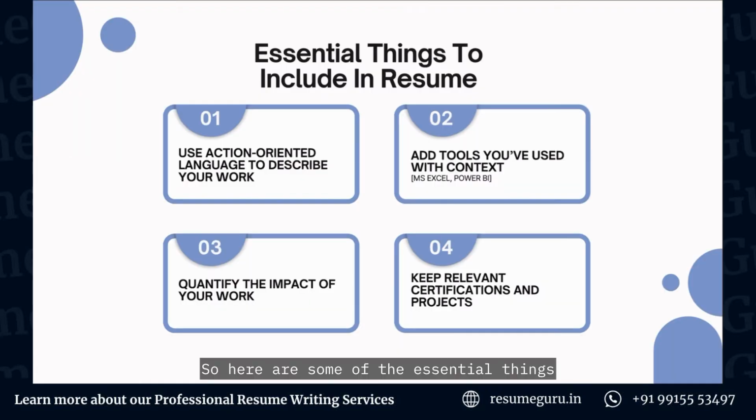So here are some of the essential things to include in this resume. The number one being using action-oriented language to describe your work. Now, whenever you're describing a work experience, start off sentences with action verbs such as achieved, led, directed, accomplished. Things like these make you sound more proactive and more action-oriented.